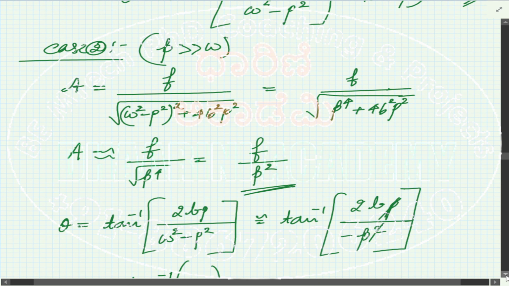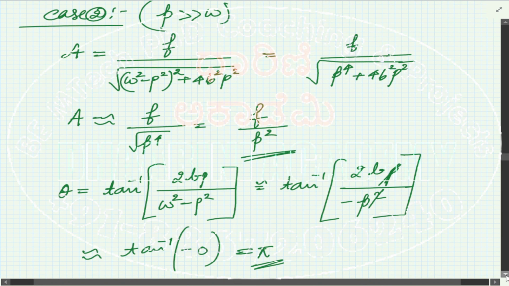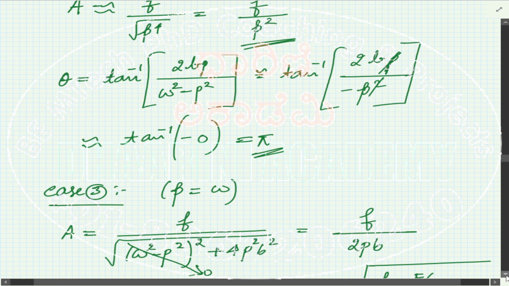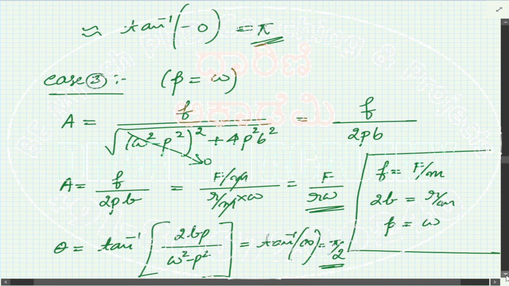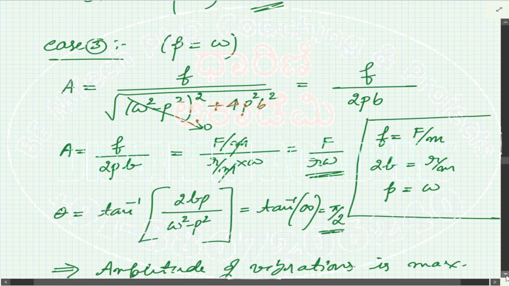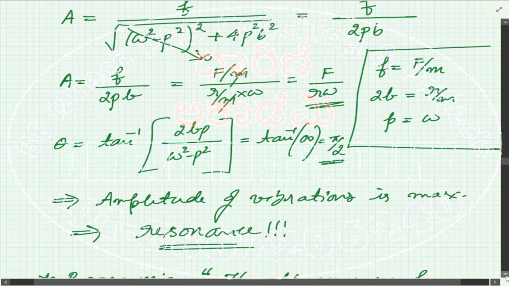So minus p square whole square is p to the 4 and the rest of the terms are smaller than this. So simply you can approximate f by p square. Theta is negative, a zero but negative value, closer to 0 on the negative side. So you can say that it is pi, 180 degrees. And if they are equal, we get a very special case called resonance.